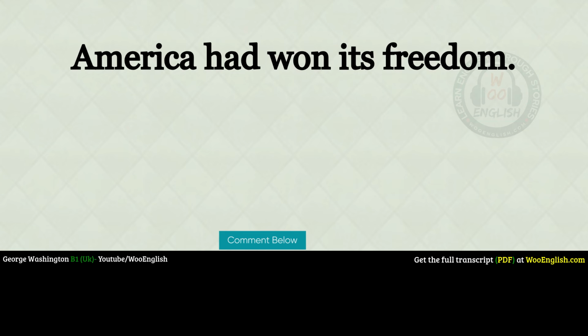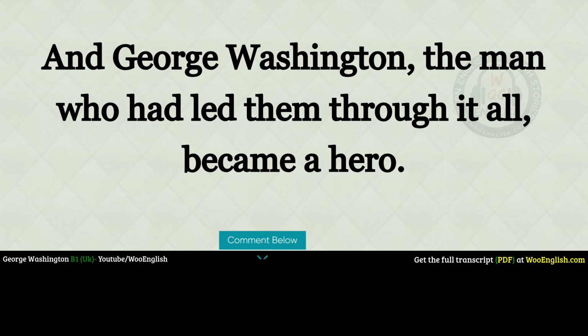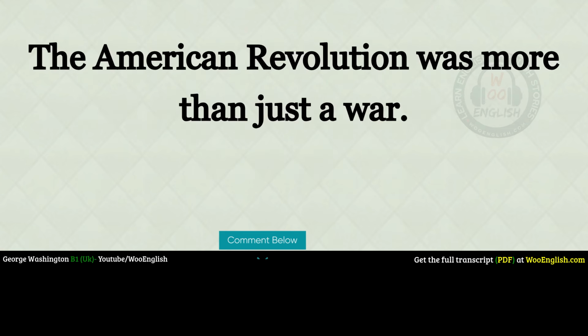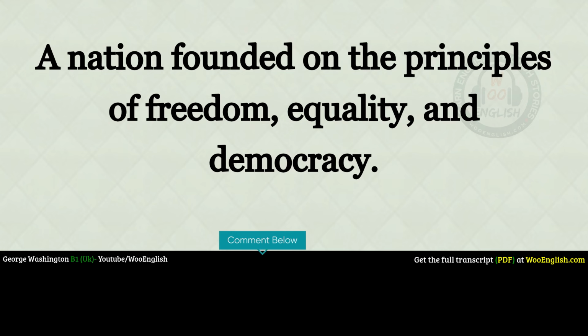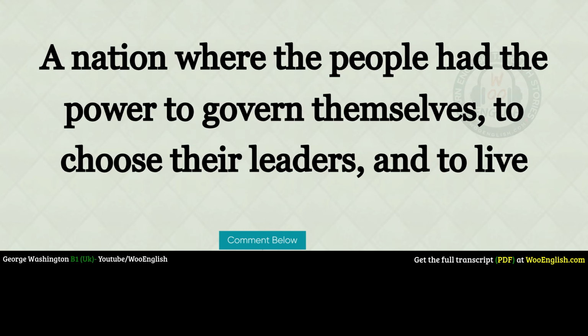America had won its freedom. And George Washington, the man who had led them through it all, became a hero. The American Revolution was more than just a war. It was the birth of a nation founded on the principles of freedom, equality, and democracy, a nation where the people had the power to govern themselves, to choose their leaders, and to live in liberty.